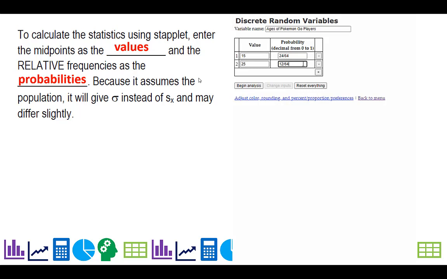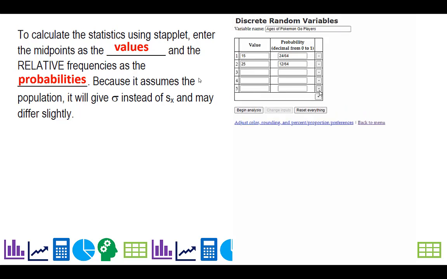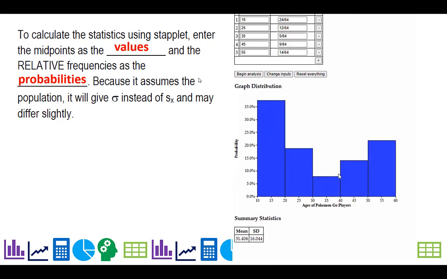Then 12 out of 64, I need a couple more rows, so I keep hitting the plus button. Then we'll have 35, and there I had 5 out of 64. 45, and there was 9 out of 64, and finally 55, which was 14 out of 64. Click on Begin Analysis, and there you can see the distribution and the mean and the standard deviation.